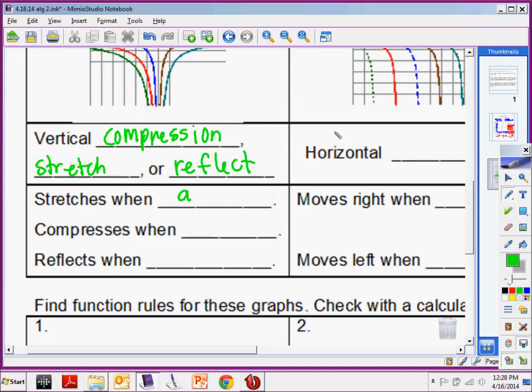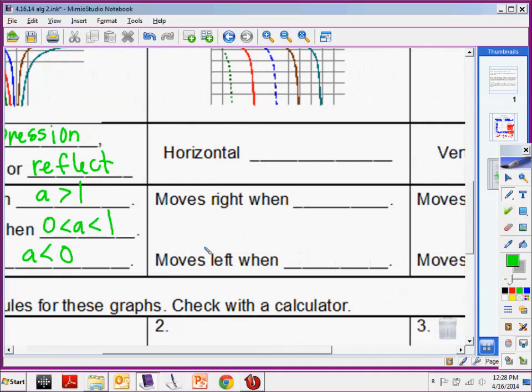Alright, so when it's stretched, A has to be greater than 1. When it compresses, A is between 0 and 1. And it reflects when A is negative. How do we write negative in math? A is less than 0, because the only numbers less than 0 are -1, -2, -3. The A becomes negative and it switches it.